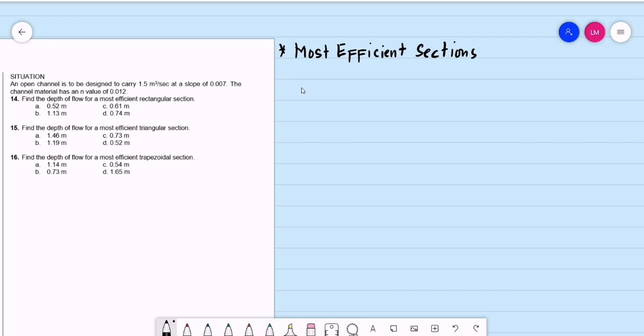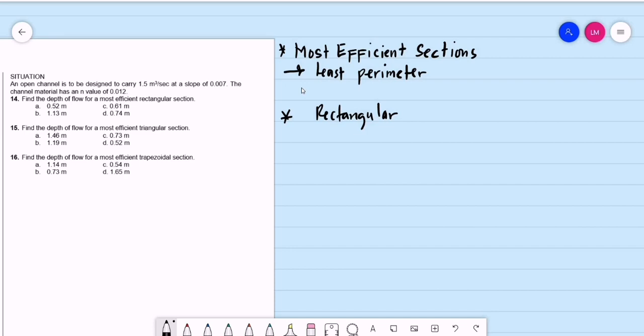Now, if we are talking about most efficient sections, these are sections with the least possible perimeter. So they can carry the same discharge as ordinary open channels, but will have the least perimeter, which results in least excavation for the channel or least material to be used in the lining of the channel. So how do we determine the dimension of a most efficient section? Let's start with problem number 14, a rectangular channel.